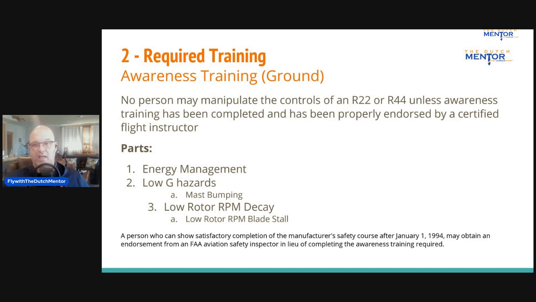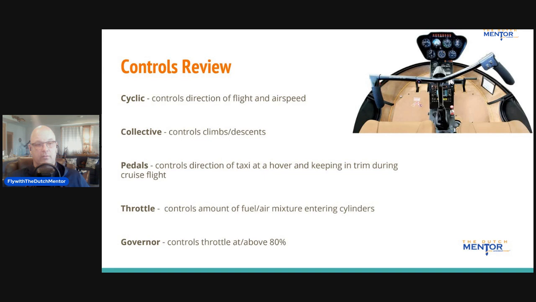Right? Low G hazards or pushover hazards. When we have less than zero, when we're floating, the reason why that is a hazard is because they can lead to mast bumping. If you have a decay of our rotor RPM, which obviously has a visual and audible cue, it can lead to a blade stall, which can lead to almost guaranteed death at that point in time if you're higher than 40 to 60 feet off the ground itself.